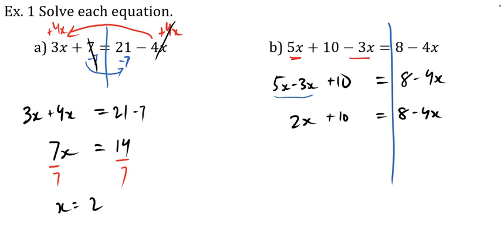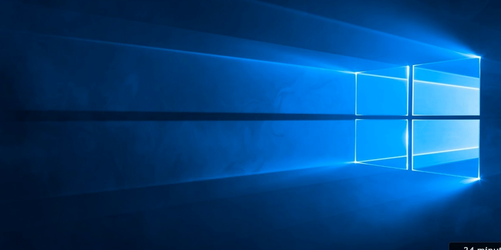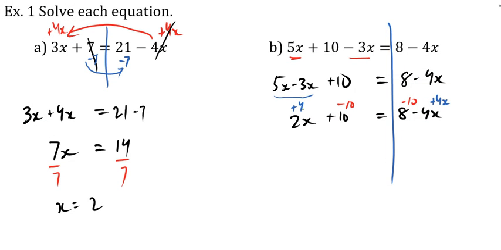Okay, so let's see. I'm going to move the 10 and the 10, and move the 4x and move the 4x. And that way I get letters equals numbers. Remember, letters equals numbers, letters equals numbers. So this ends up being 2x plus 4x. You don't have to write that. You could just add them. And those are gone, and then 8 minus 10, and those are gone. There, letters equals numbers.